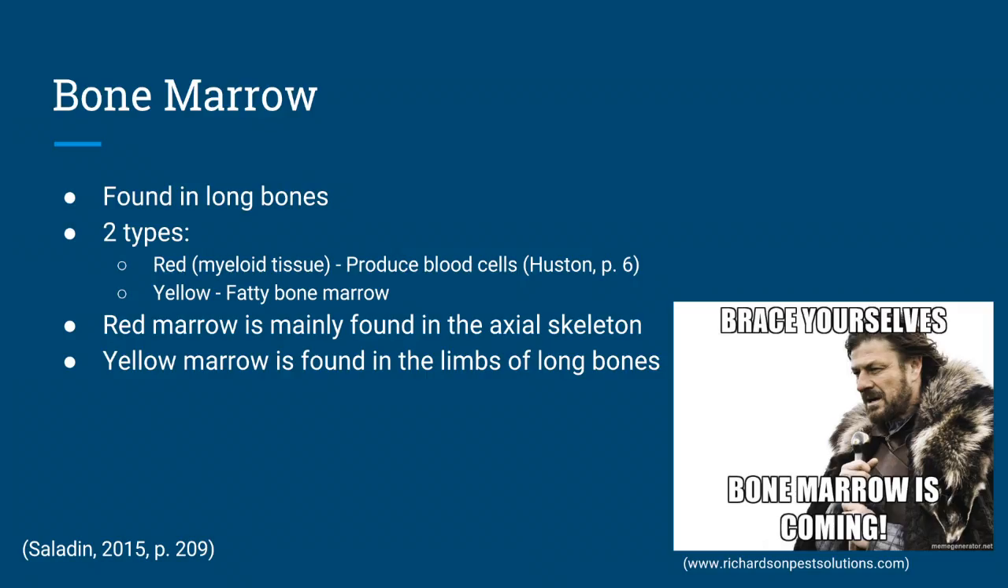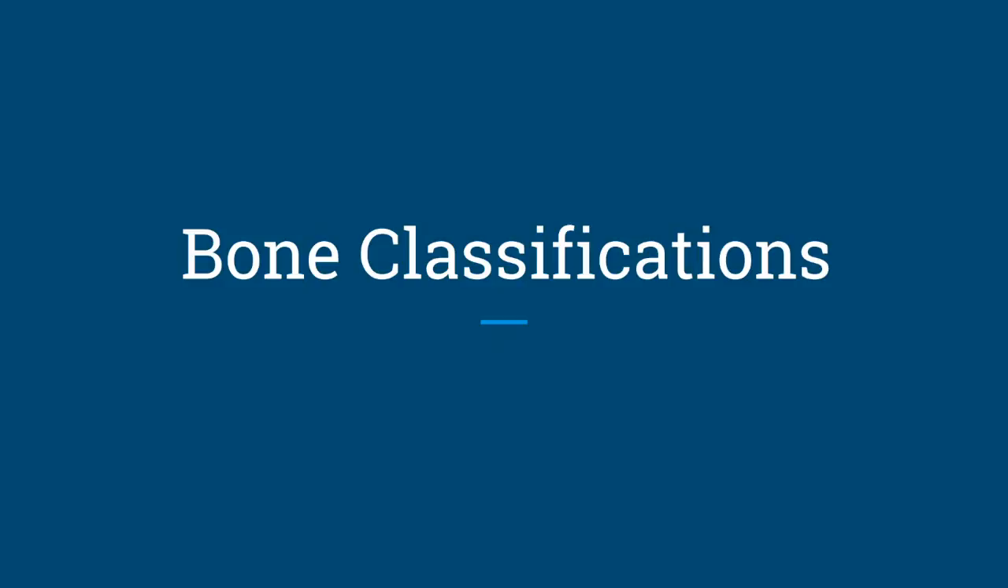Lastly, we have the bone marrow, which is mainly found in long bones. There are 2 types, red, which produces blood cells, or yellow, which is fatty bone marrow. The red marrow is mainly found in the axial skeleton, while we have yellow marrow in the limbs of long bones. Next, we're going to be talking about the different classifications of bone.